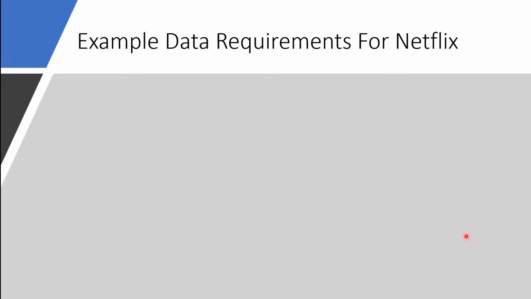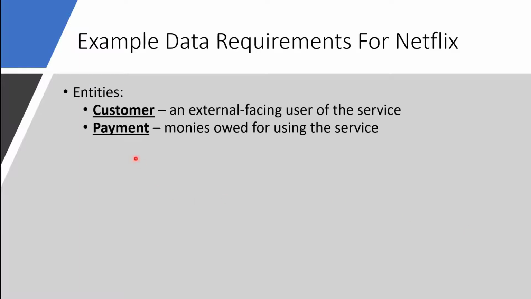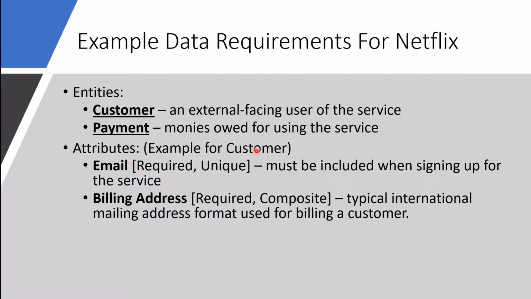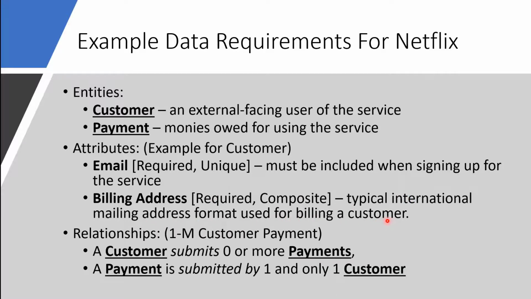So let's do some sample data requirements for like Netflix. Let's just pretend that we're dealing with Netflix and their payment system. So we have entities like customer, external facing user of the service, payment, monies owed for using the service. We have attributes. Example for customer, we might have email, right? You sign up with an email. You would have a billing address, right? This is the typical international mailing address format used for billing a customer. Then you might have relationships like, a customer submits 0 or more payments. A payment is submitted by one and only one customer.